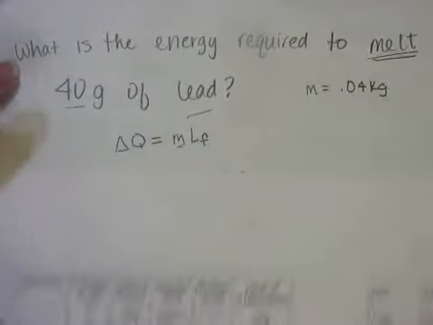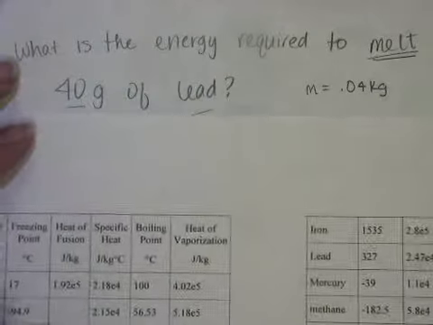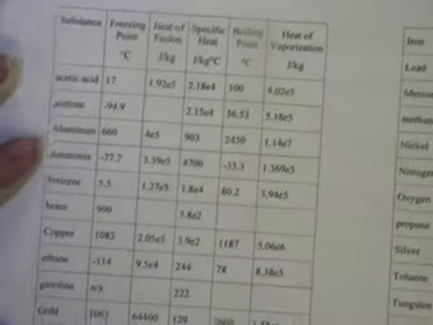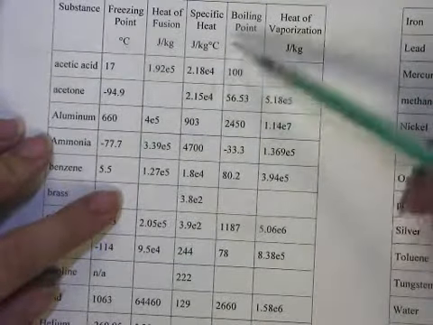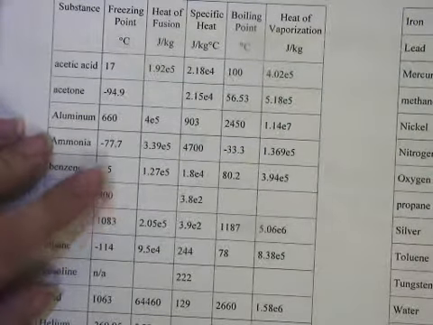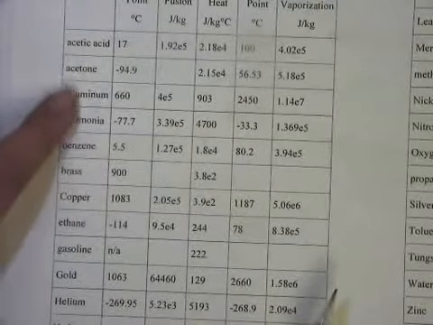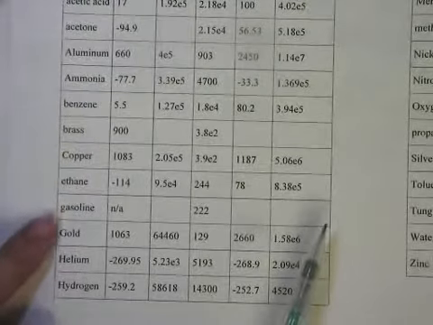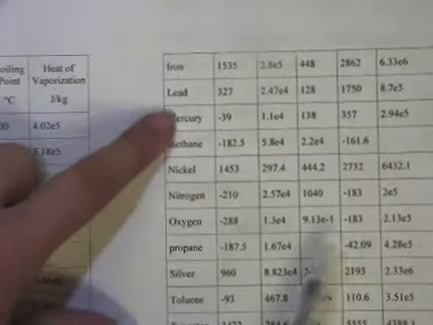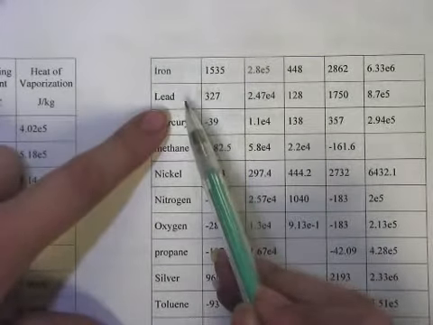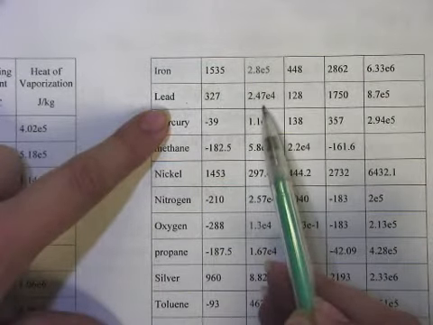This is where that chart I gave you comes into play. First thing you're going to want to do is familiarize yourself with it. These are the freezing points, these are the heat of fusion, the specific heats, the boiling point, and the heat of vaporization. On the left side over here, you're going to notice I've got a bunch of elements and compounds listed. The heat of fusion is the second column, so we want to look for lead. Here it is.